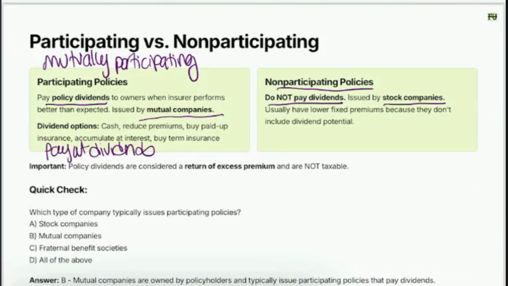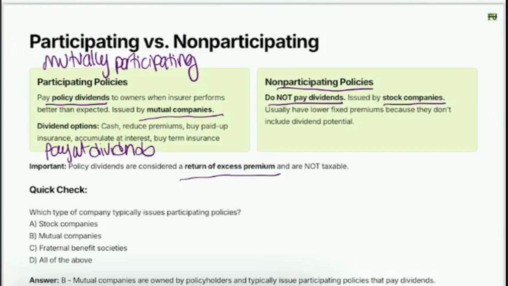Okay. Policy dividends are considered a return of excess premium and are not taxable. So again, we'll get into that in the taxation sections, but it's basically you're getting your money back, and they consider that your funds have already been taxed, right? You get your taxes taken out of your check.